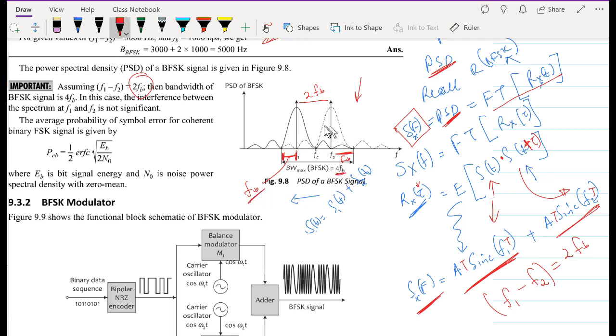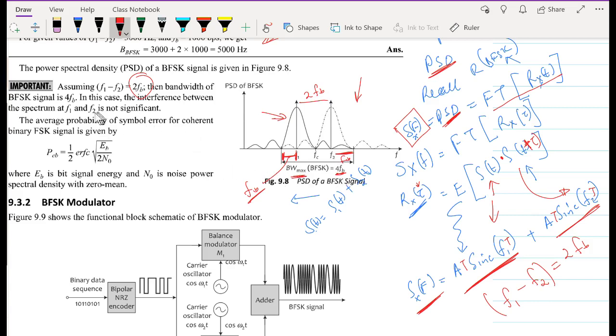And that first gives us the bandwidth of our BFSK signal as 4Fb, or that is the maximum bandwidth of our BFSK signal. At the same time, it allows us to define this as the power spectral density of our BFSK signal that consists of two peaks, one centered at f1 and another one centered at f2.